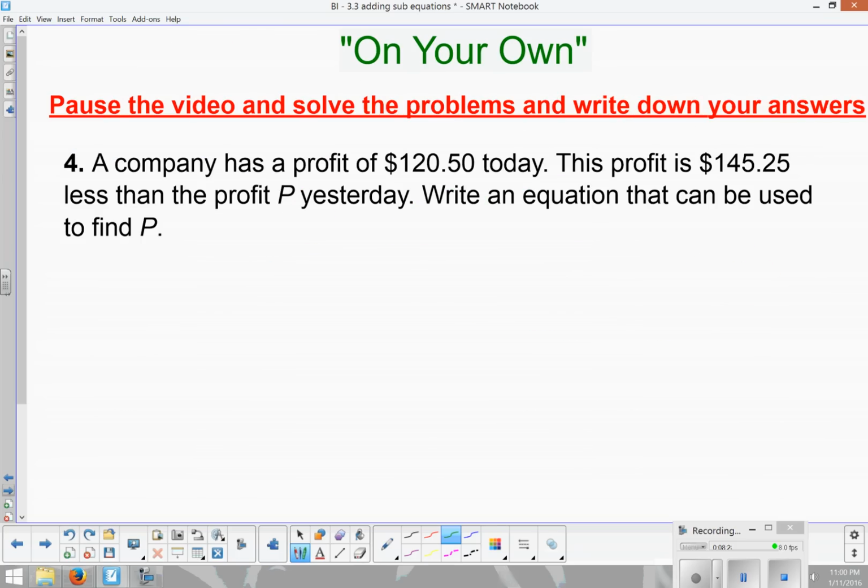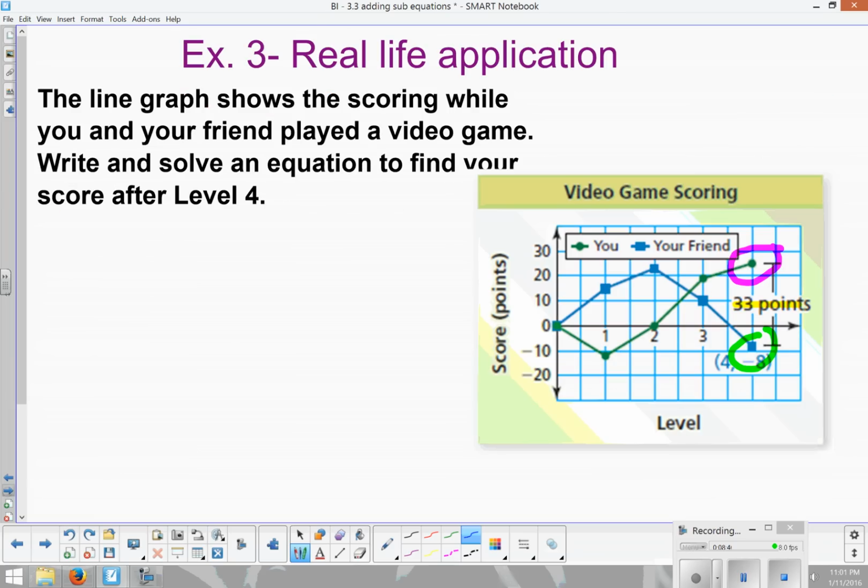Okay, go ahead and try example number 4 on your own. Go ahead and pause the video, solve the problems, and write down your answer. Again, don't forget about the keywords more than and less than. And I already see one right here. There's a hint for you. Okay? All right, example 3, real life application.